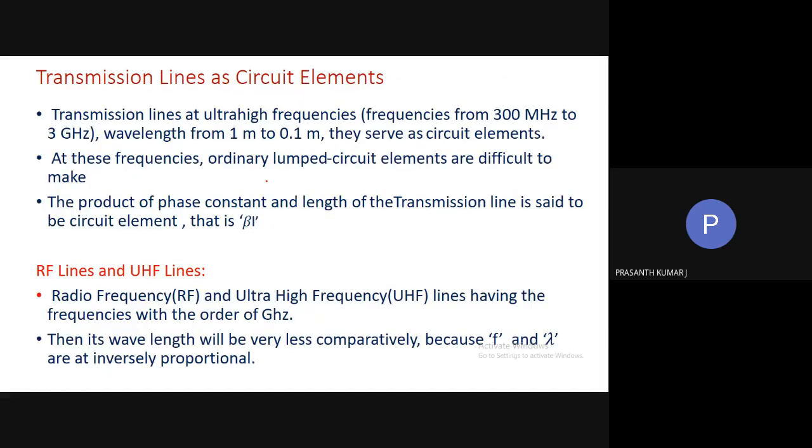Okay. So in today's class I have explained what is reflection coefficient and what is voltage standing wave ratio. Similarly, you can define current standing wave ratio also. I hope you people are following properly. If you have any doubts, definitely you can ask me.